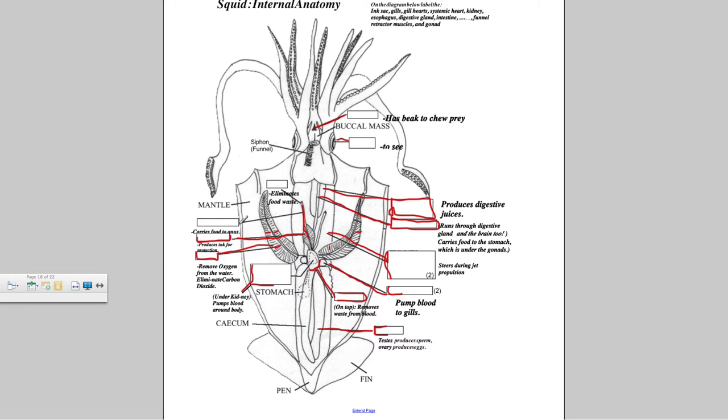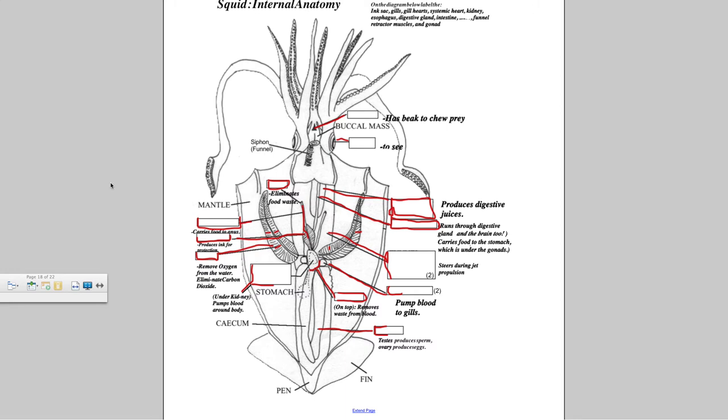And then underneath there, you have something that carries food to the buttocks, to the anus, for getting rid of waste. And that's your intestine. Intestine. And then your last box that you have here eliminates waste. That's the anus, the buttocks. Closely connected to the ink sac.